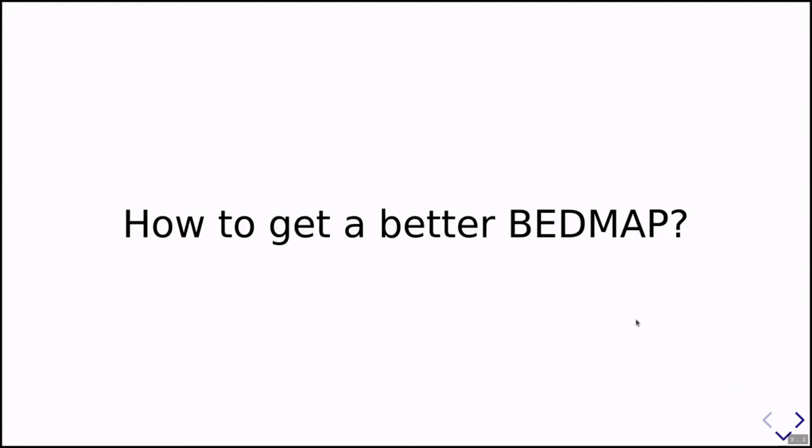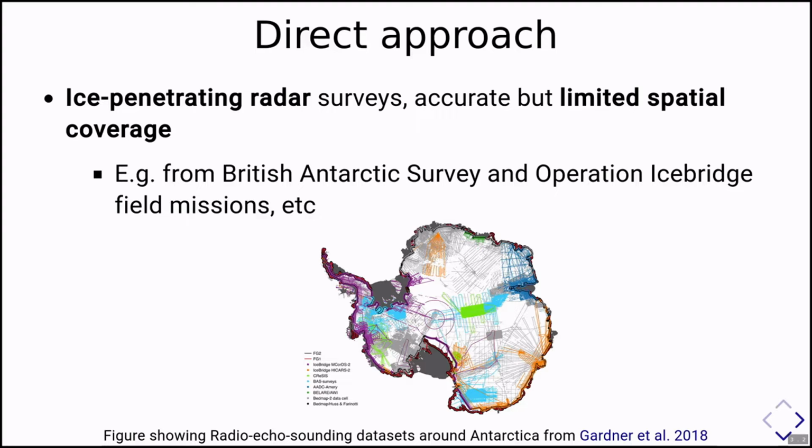So the big question is, how do we get a better bed map? There are two main approaches. The first approach is a direct approach, and that's to go out on planes or skidoos and use something called ice penetrating radar, where you can capture what the bed looks like using radar signals. This is a slightly outdated map of some of the spatial coverage we have from ice penetrating radar surveys, captured by groups like BAS, the Chinese teams and the American teams. Lots of work went into this.